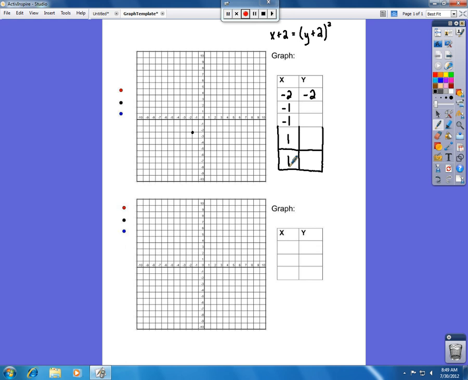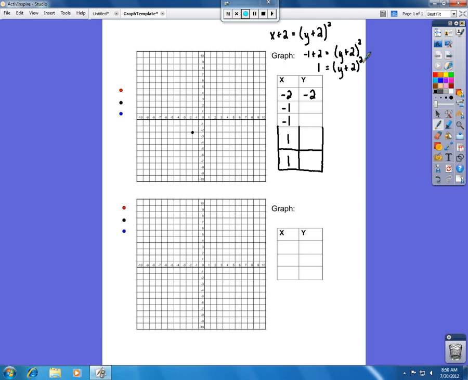As I previously mentioned, your graph for any given x value is going to have 2 possible y values. So if we look at what we're given here, if I plug in my -1 for x, I would have -1 plus 2 equals (y plus 2) quantity squared. So this of course simplifies to 1. Now you have to ask yourself, what values for y make this true?